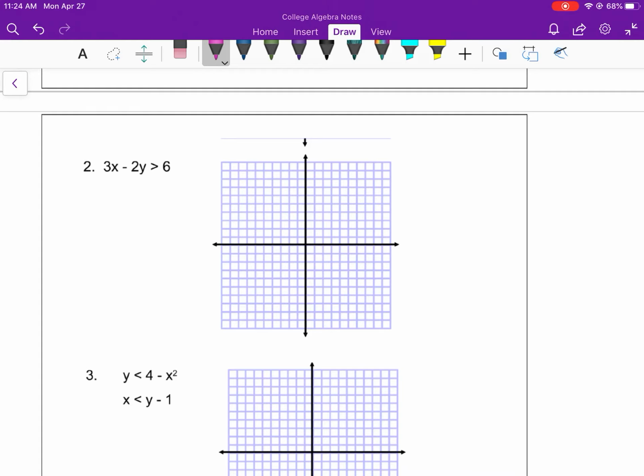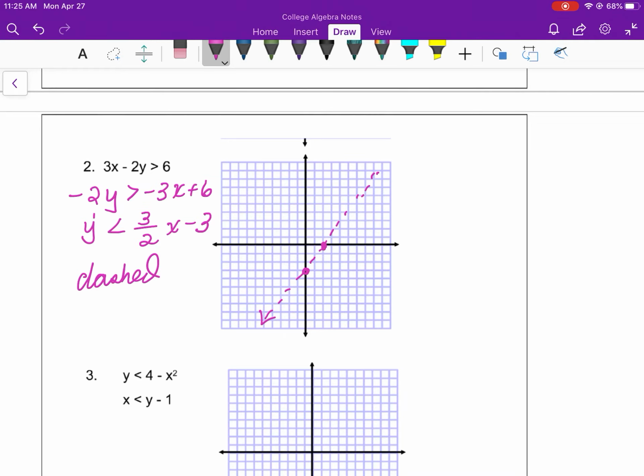Okay, so solve it for y. Remember, when you divide by a -2, you flip over your symbol. And then down 3, up 3 over 2. Because this one is less than, it will be dashed. So make sure when you graph your line, I can tell that you need it to be dashed as well.